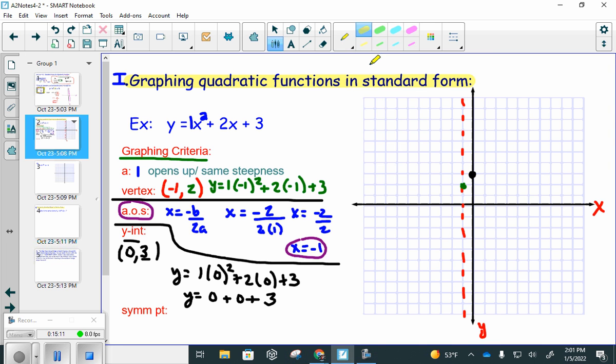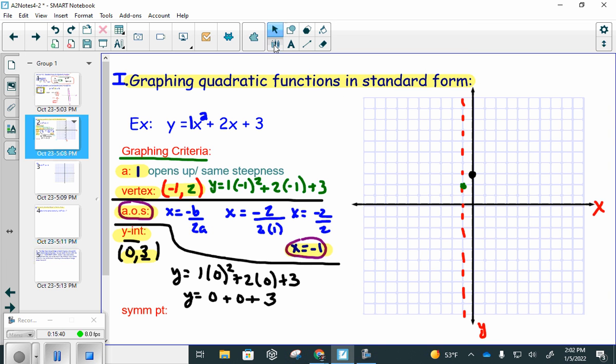Alright, so let me backtrack for a minute. So far I found my A. That will be the easiest part. Just look at your number. Make sure you do describe it for me. I found my vertex to be negative 1, 2. It is the green point on the graph. I found my AOS, my axis of symmetry, to be the equation x equals negative 1. Again, that's the dashed line. And I found my y-intercept to be the point 0, 3.